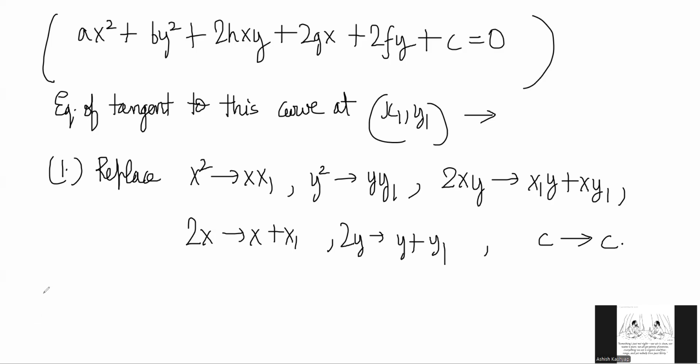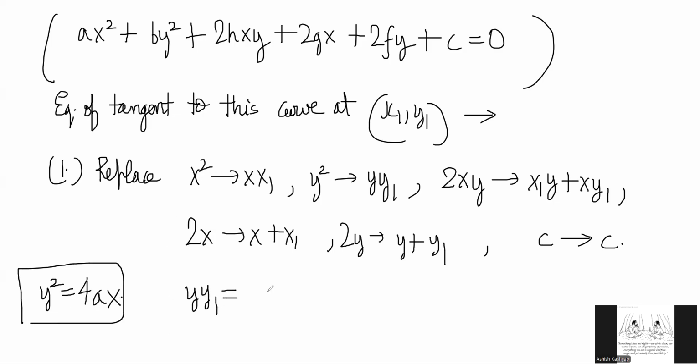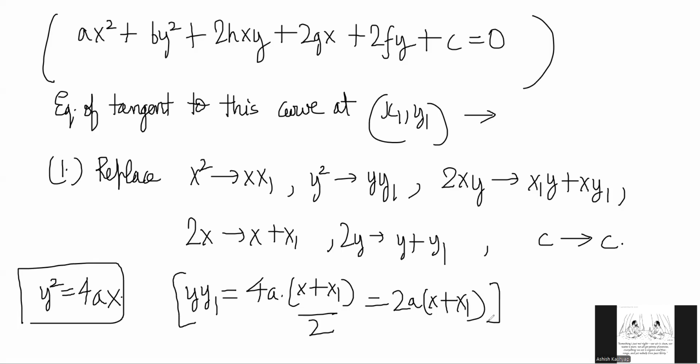So notice that if you have y square is equal to 4ax as the equation of the parabola, doing this process, you would get y square is replaced by y1 y, and in 4ax, 4a times x is replaced by x plus x1 by 2. So you will get 2a times x plus x1. So that is the same equation of tangent that we got by the other methods earlier.